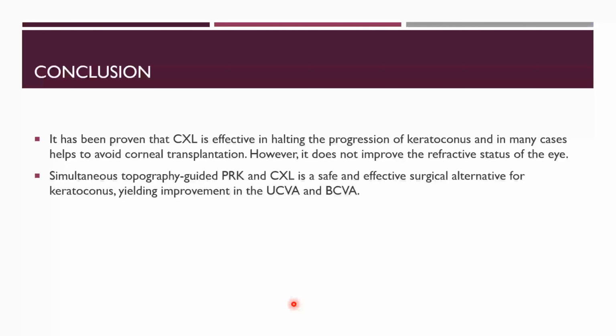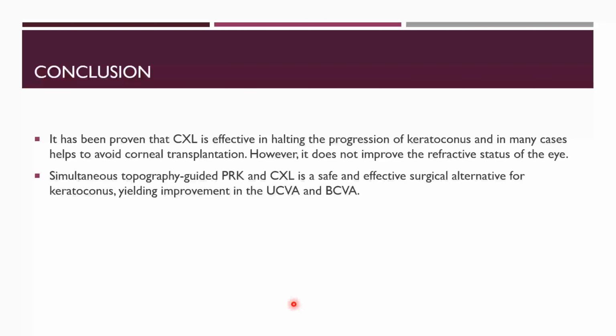So coming to the conclusion, it has been proven that corneal collagen cross-linking is effective in halting the progression of keratoconus and in many cases helps to avoid corneal transplantation. However, it does not improve the refractive status of the eye. Also, the flattening produced by CXL is not a very predictable flattening. So when we combine PRK with CXL, patients will obtain stabilization of the disease due to CXL, and also they will obtain functional vision due to the topo-guided PRK which we are performing.